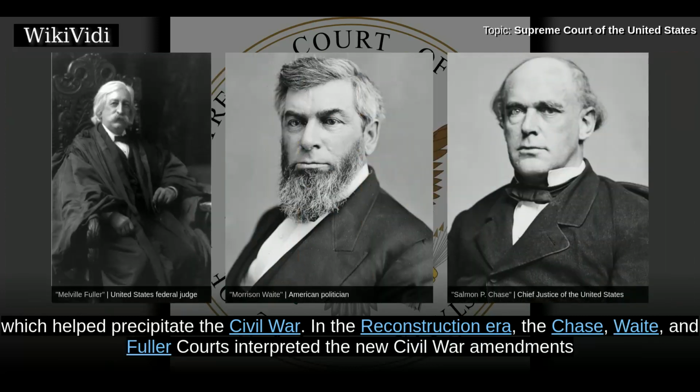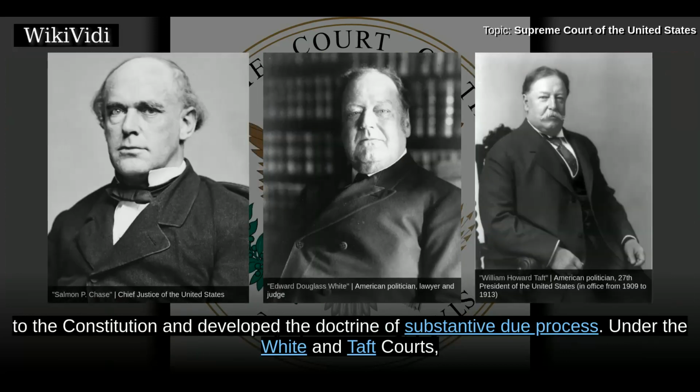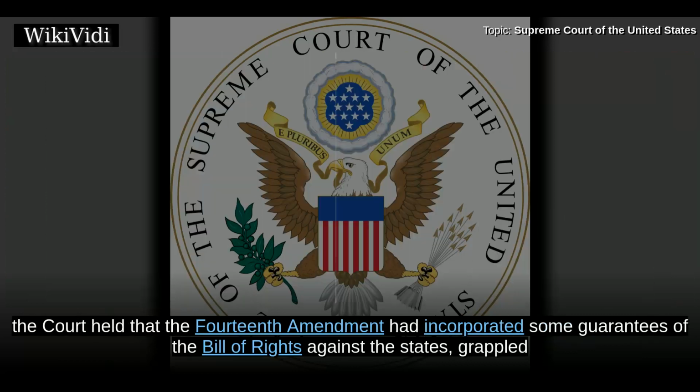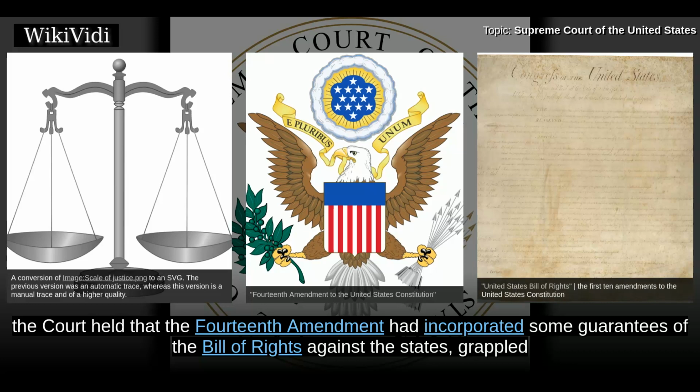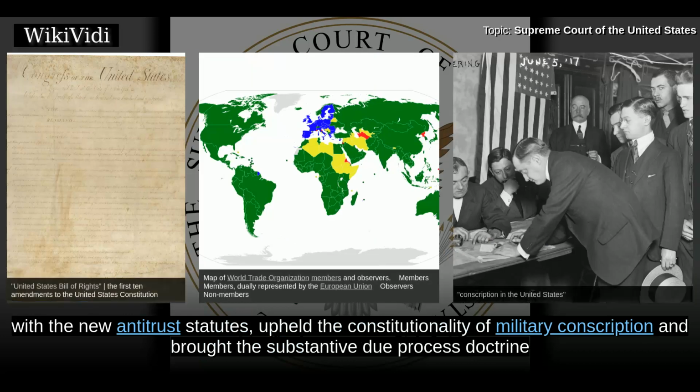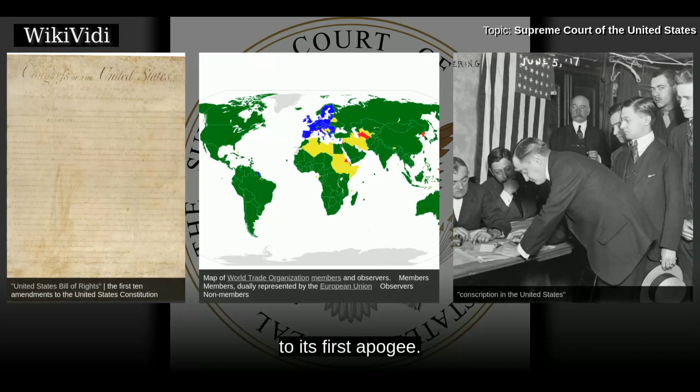In the Reconstruction era, the Chase, Waite, and Fuller courts interpreted the new Civil War amendments to the Constitution and developed the doctrine of substantive due process. Under the White and Taft courts, the court held that the 14th Amendment had incorporated some guarantees of the Bill of Rights against the states, grappled with the new antitrust statutes, upheld the constitutionality of military conscription, and brought the substantive due process doctrine to its first apogee.